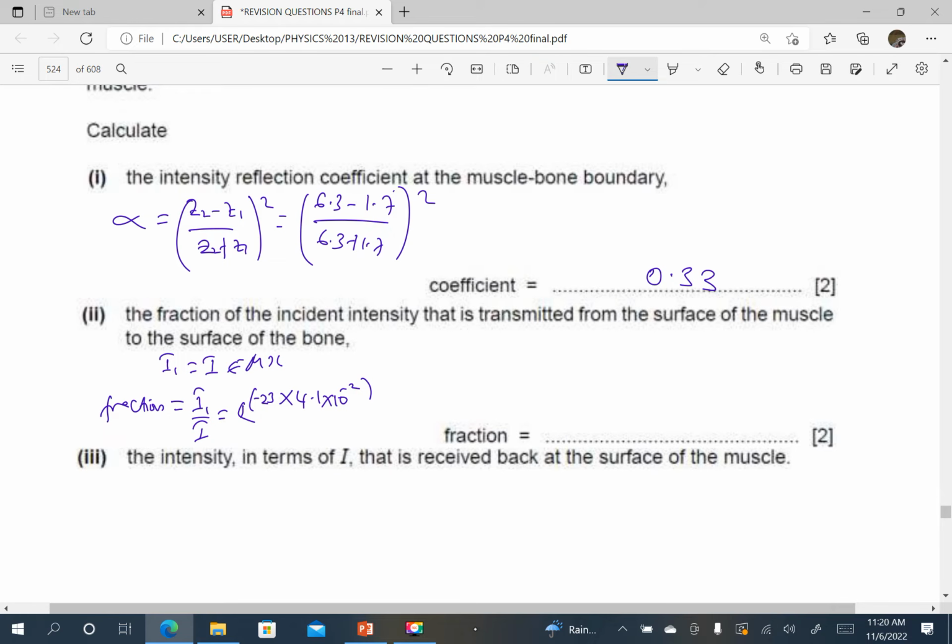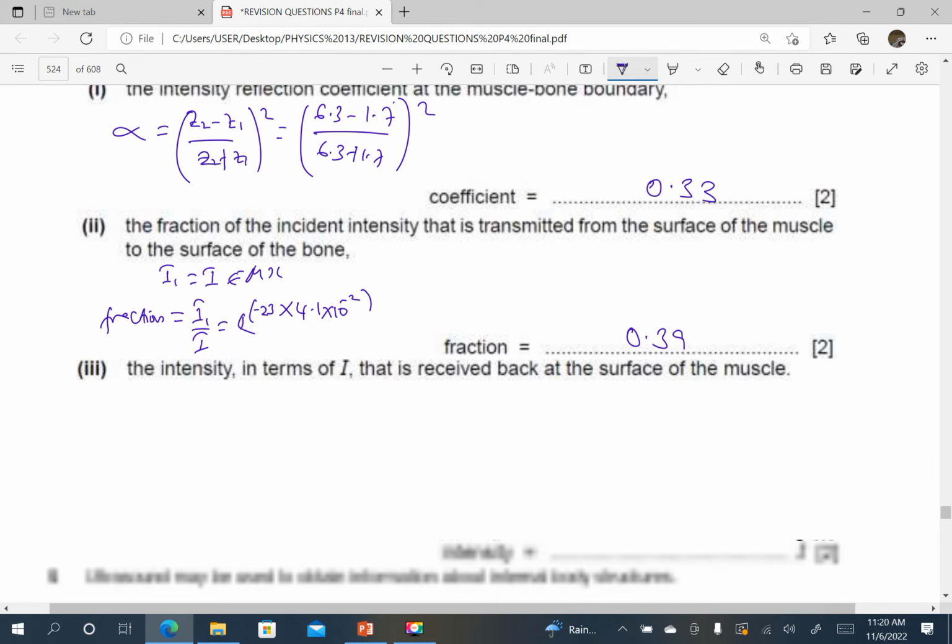From my calculator, I'm getting the ratio as 0.39 to two significant figures. Then the intensity received back at the surface of the muscle. We want the intensity received back. So the intensity received back will be IR, but remember it leaves as I2 from the boundary, times e power negative mu x.